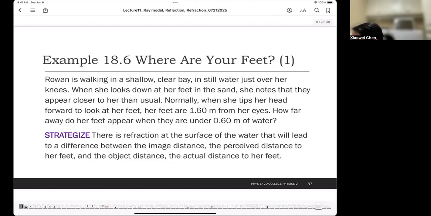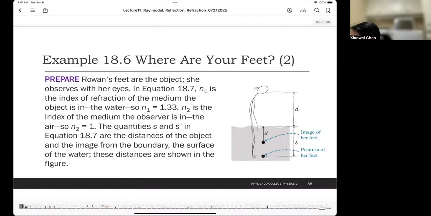Let's talk about the strategy for this problem. There is a refraction at the surface of the water that will lead to a difference between the image distance, the perceived distance to her feet, and the object distance, the actual distance to her feet. Does it make sense to you? Okay.